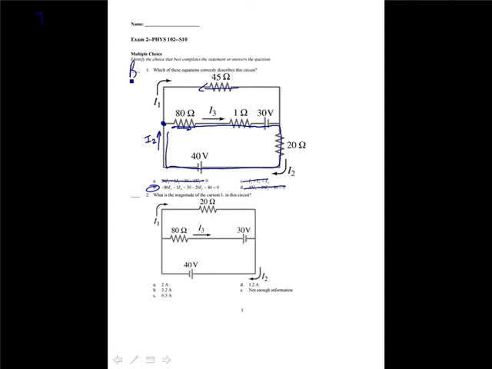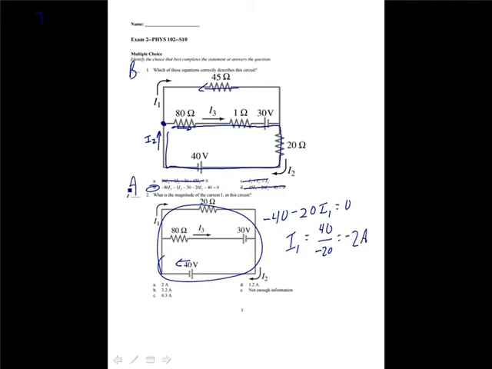Number 2, it says, what is the magnitude of the current I1 in this circuit? Well, we want to know what is I1. We can do a simple loop rule, just taking this outer loop. Let's go in this direction. That'll give me minus 40 minus 20 I1 is equal to 0, and then I solve for I1 is equal to 40 over minus 20. That's equal to negative 2 amps, but I just want to know what is the magnitude, so the answer here is A.